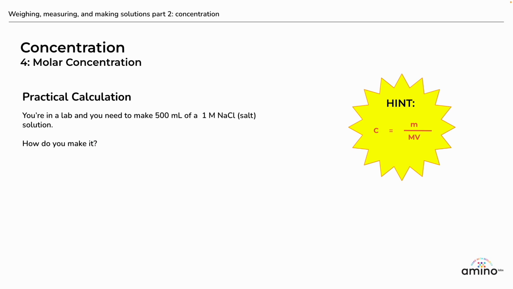Now we're going to do a practical calculation. You're in the lab, and you need to make 500 milliliters of a 1 molar sodium chloride salt solution. I'm going to start by making the point that this M, which stands for molar, is molar concentration. Basically that means 1 mole per liter. That's an important starting point.